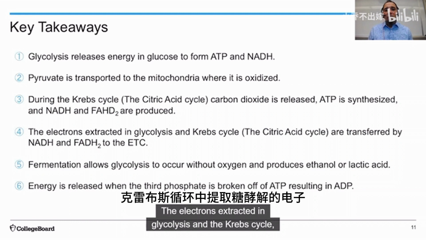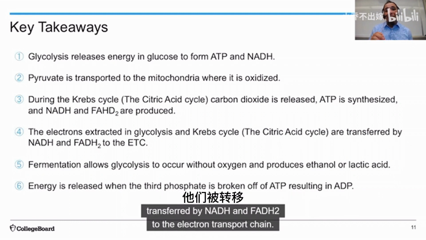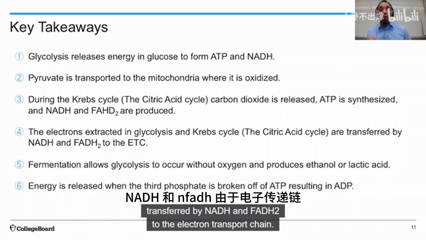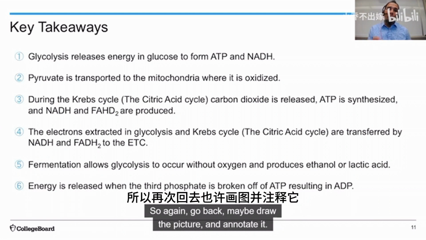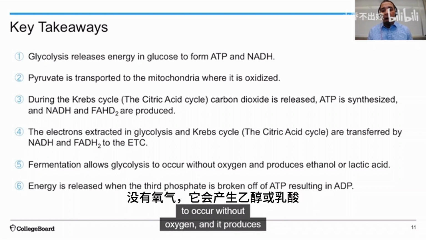The electrons extracted in glycolysis and the Krebs cycle, or the citric acid cycle, are transferred by NADH and FADH2 to the electron transport chain. So again, go back, maybe draw the picture and annotate it. Fermentation, again, allows glycolysis to occur without oxygen, and it produces ethanol or lactic acid.